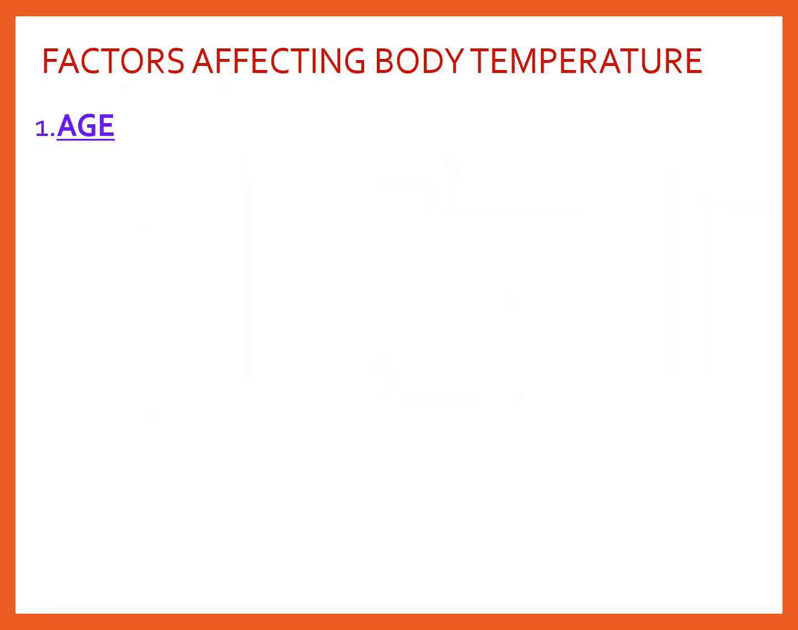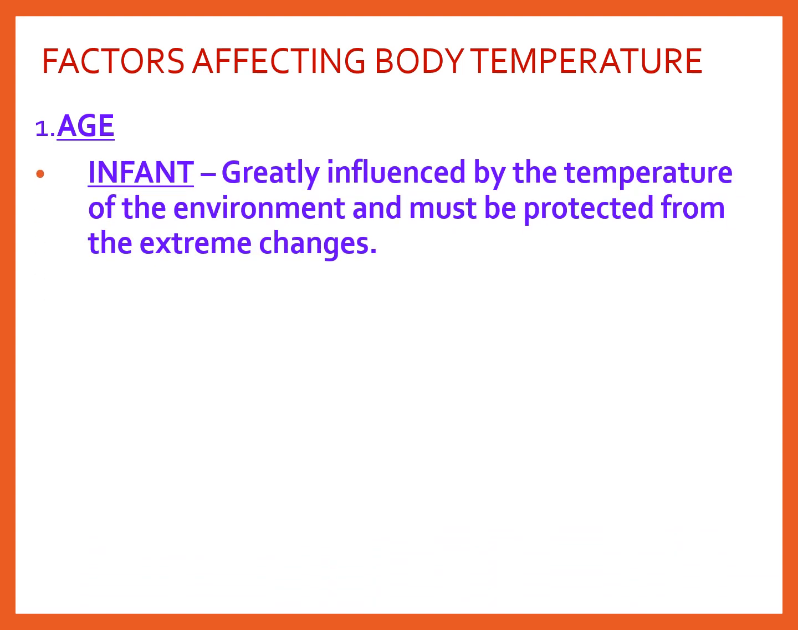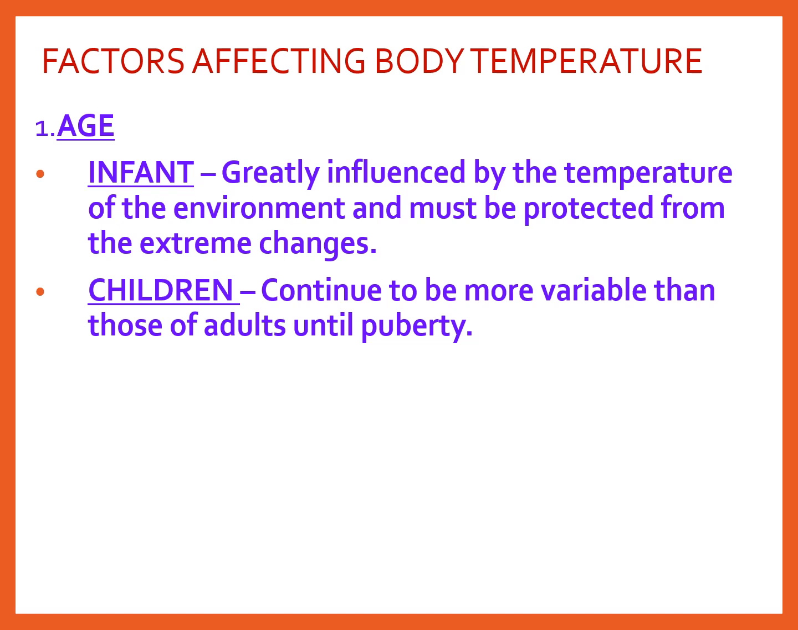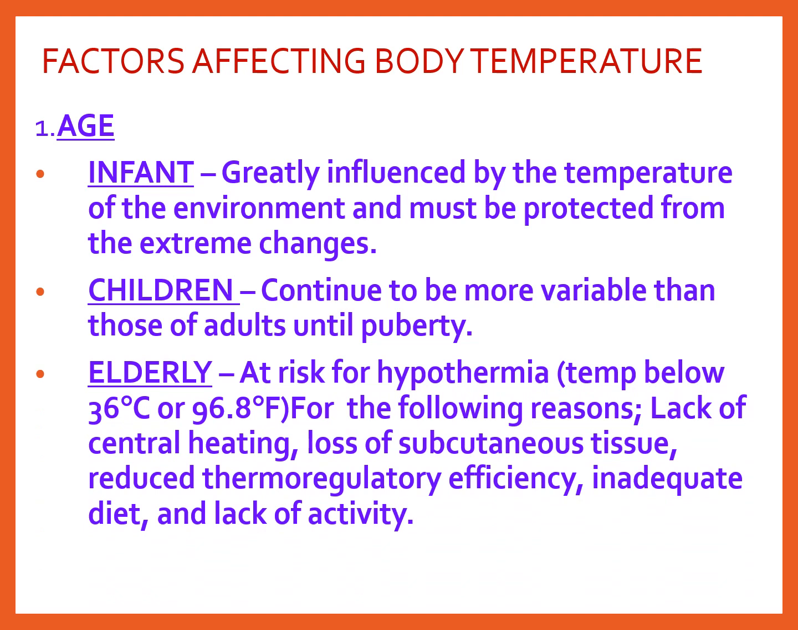These are the factors affecting body temperature. Number one is age. Infants are greatly influenced by the temperature of their environment and must be protected from extreme changes. Children's temperatures continue to be more variable than those of adults until puberty. The elderly are at risk for hypothermia, or a temperature below 36 degrees Celsius, for the following reasons: lack of central heating, loss of subcutaneous tissue, reduced thermoregulatory efficiency, inadequate diet, and lack of activity.